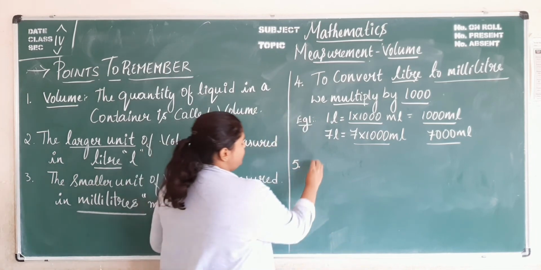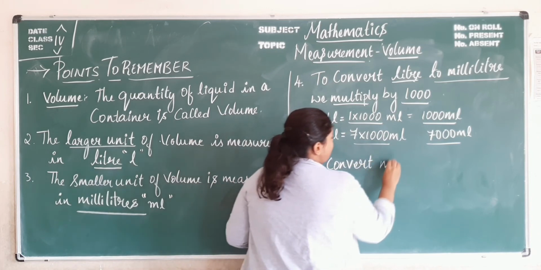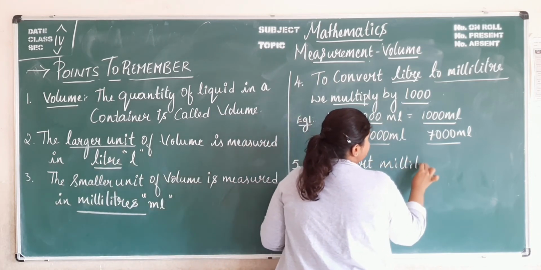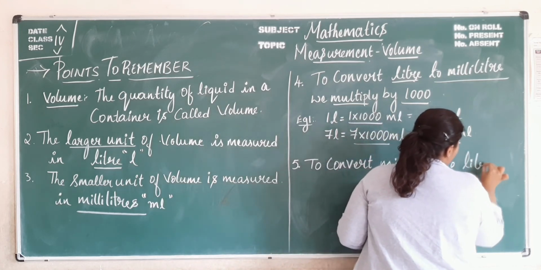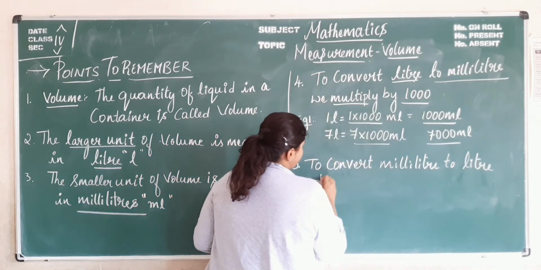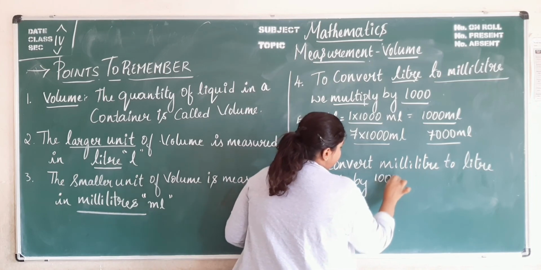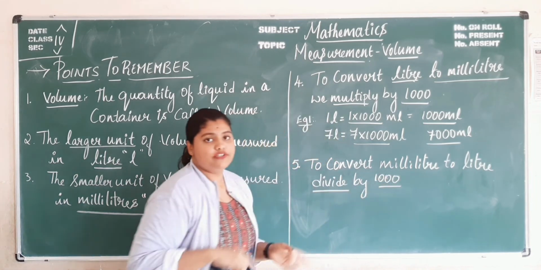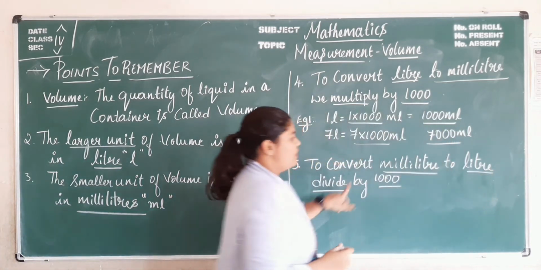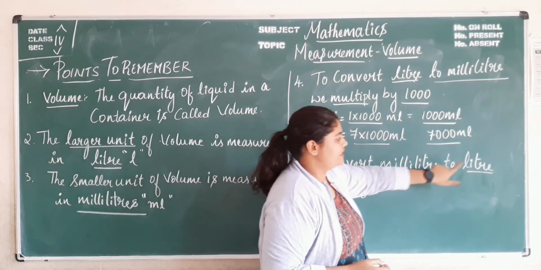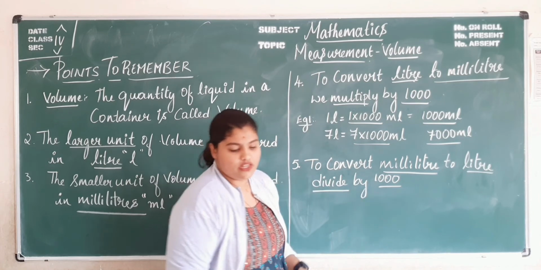So write, to convert milliliter to liter, divide by 1000. So what will we do? To convert milliliters to liter, we will divide by 1000. So underline the words milliliter, liter and underline the word divide as well as 1000. We will see one example.